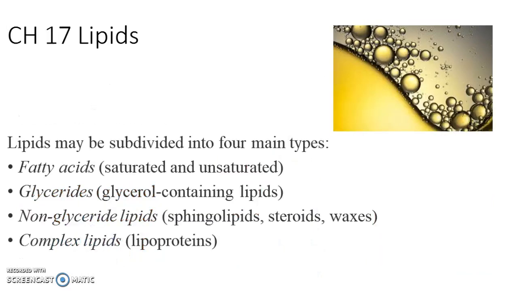Chapter 17 is lipids. And lipids can be subdivided into 4 main types. You have your fatty acids, which are saturated and unsaturated. You have glycerides, which are glycerol-containing lipids. Then you have your non-glyceride lipids. And you have complex lipids.